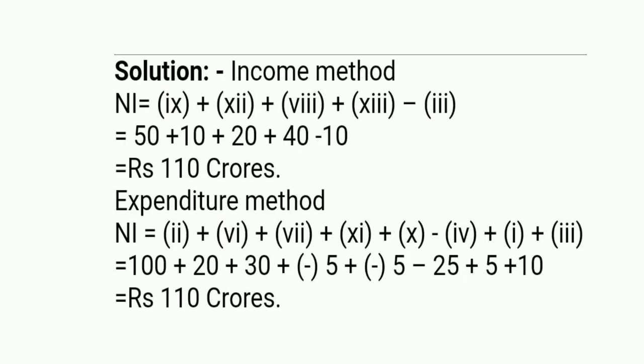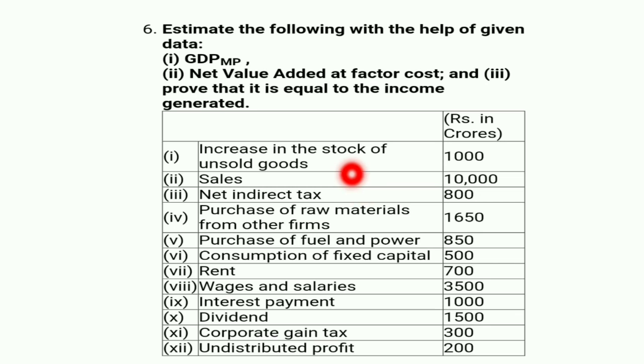Alright, now coming to the next question. Here the question is asking you to estimate national income. Here it is asking us to estimate GDP at market price and net value added at factor cost, right? And it is telling us to prove that the national income, that is net value added at factor cost, is equal to income generated. Okay, we have to prove that the net value added at factor cost is equal to income generated.